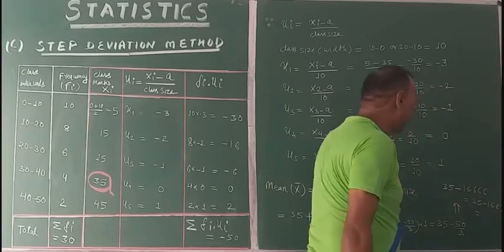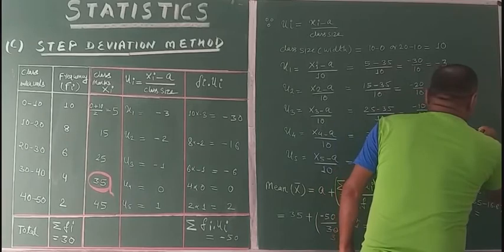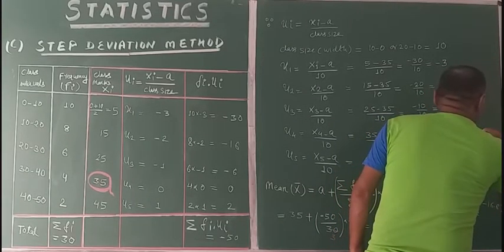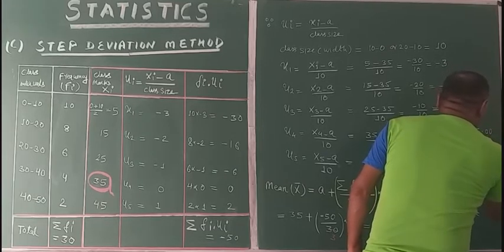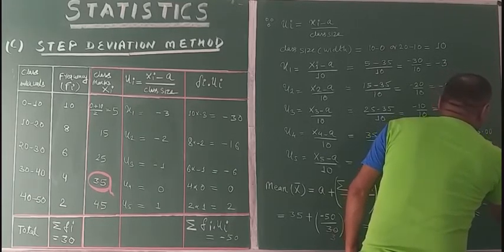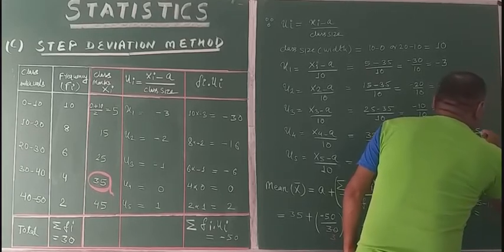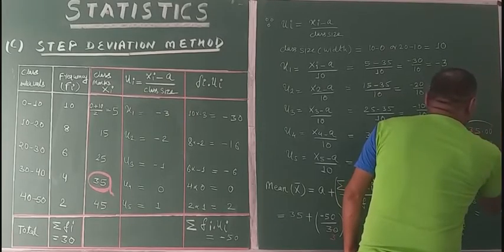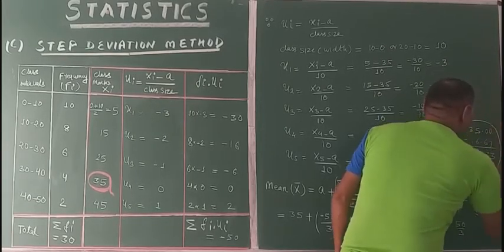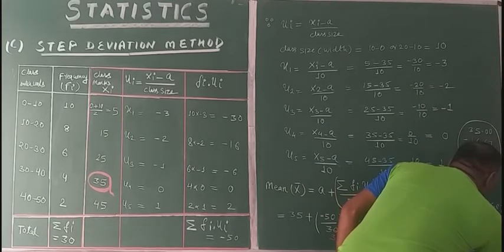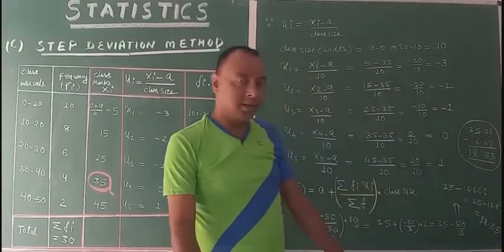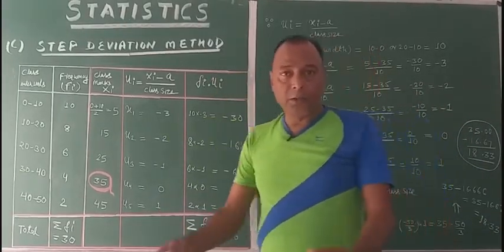Now subtract it. So this is 35 and this is 16.67. Is it okay? Now subtract these, and 18.33. So what is our mean? 18.33.